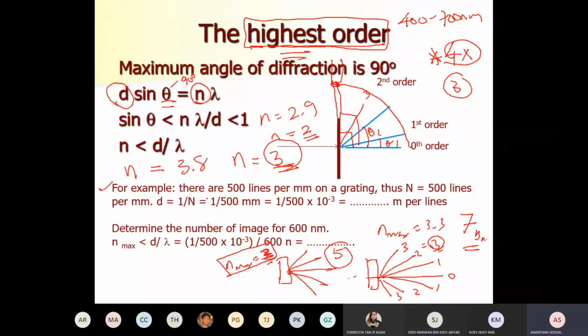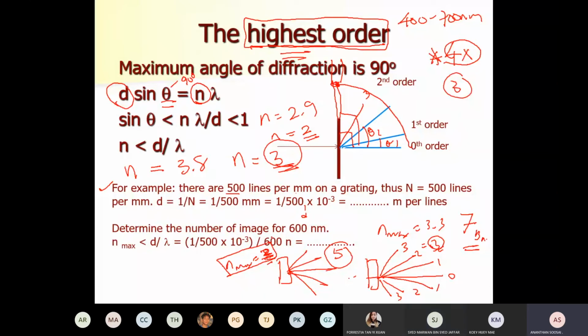For one example, there are 500 lines per millimeter of grating. So n is 500 lines per millimeter. So 1 over n is 1 divided by 500 mm. This is your D, in meter per line. Is this in millimeter or meter? 1 over 500 times 10 to the power negative 3. Oh, this is already in meter. This is your D.